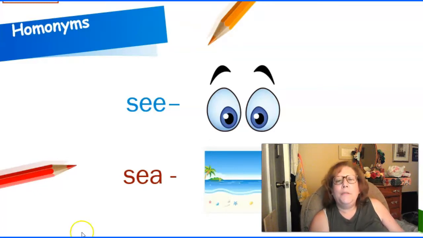And finally, we have I can't see well at night. And so we have here two different kinds of see, S-E-E, which means I can see you, and S-E-A, which means where we go to the beach. It could be called a sea, it could be called an ocean. But in this case, we have to figure out, I can't see well at night. Is it S-E-A like the water or S-E-E like the eyeballs? If you chose S-E-E like the eyeballs, you were right, so circle that.